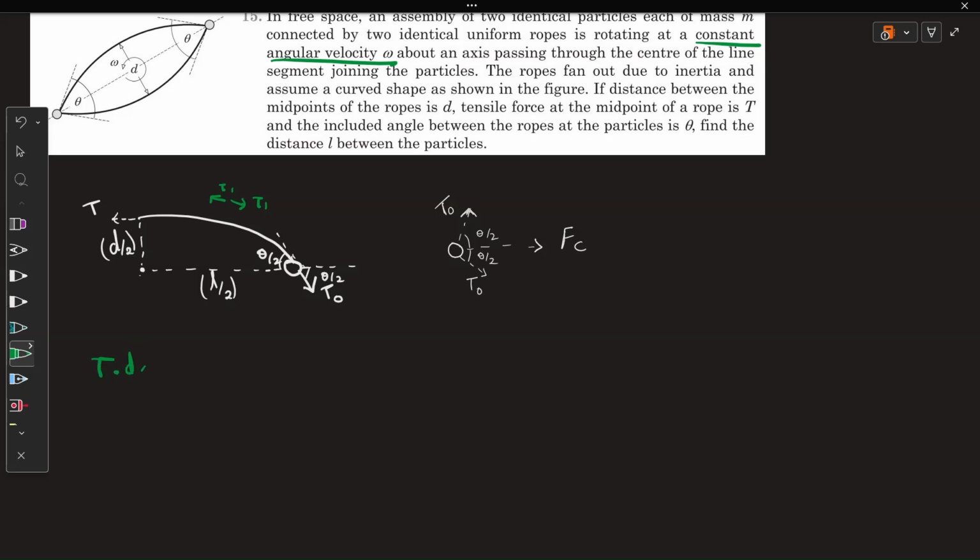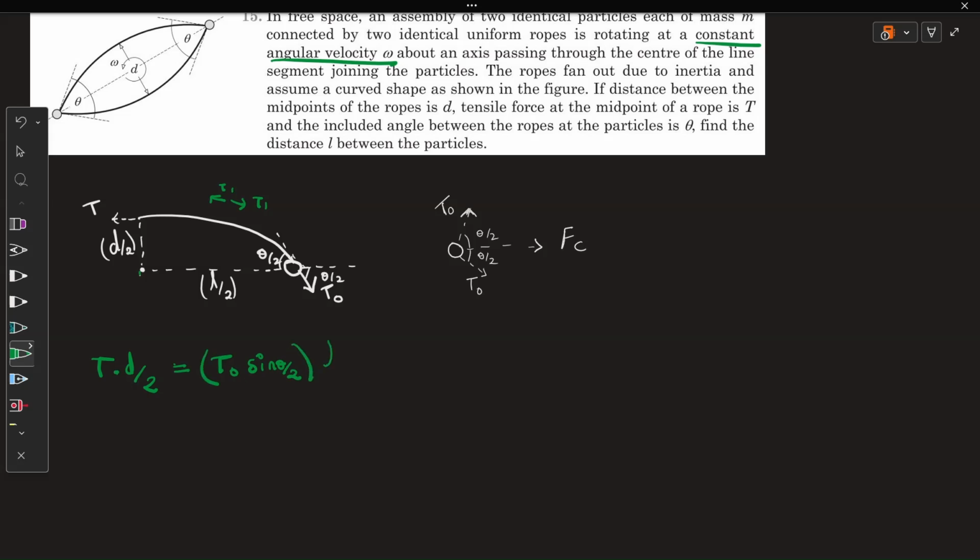So T into d by 2, the perpendicular distance from the center of rotation, is the torque due to this. It should be equal to the torque due to this. So which is T naught into, if you see, this force is in this direction and the effective force is in this direction. So this generates an anticlockwise torque and this generates a clockwise torque. So the component of T naught perpendicular to this is nothing but T naught into sine theta by 2.